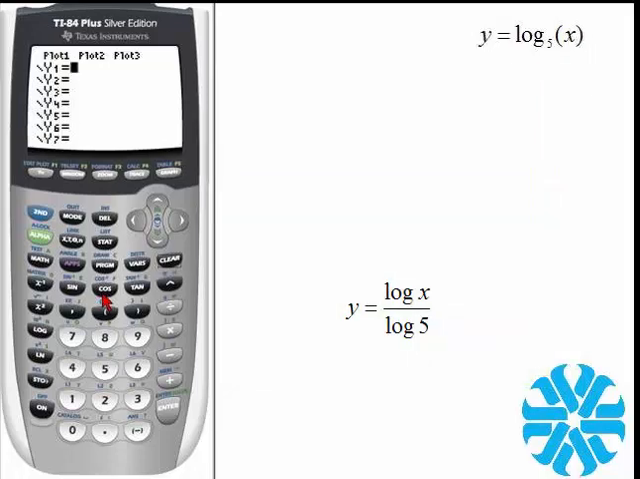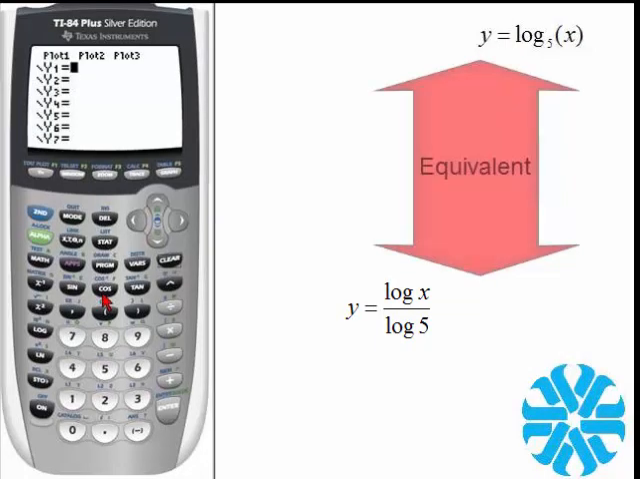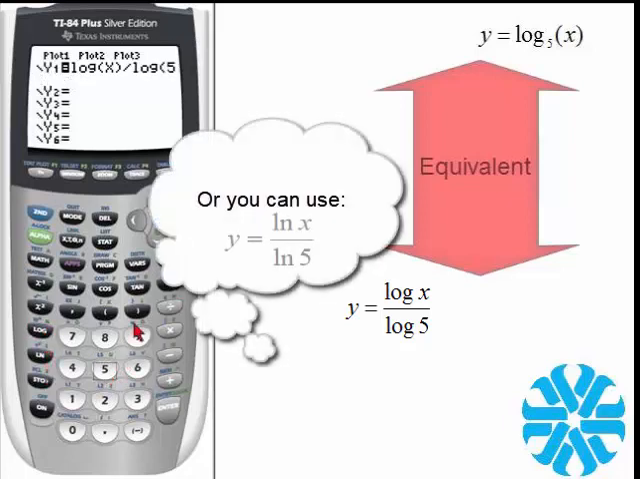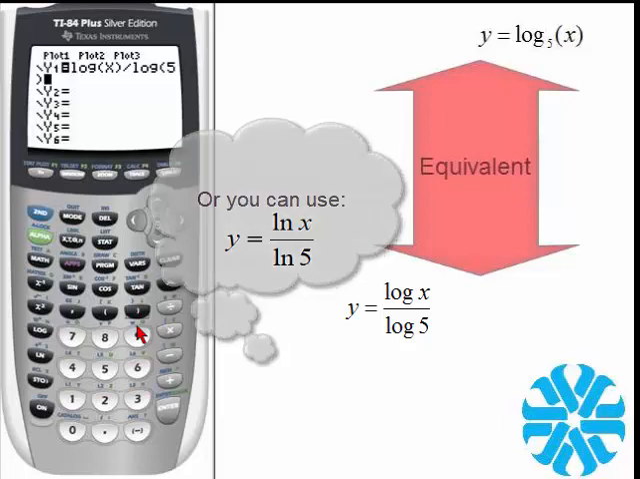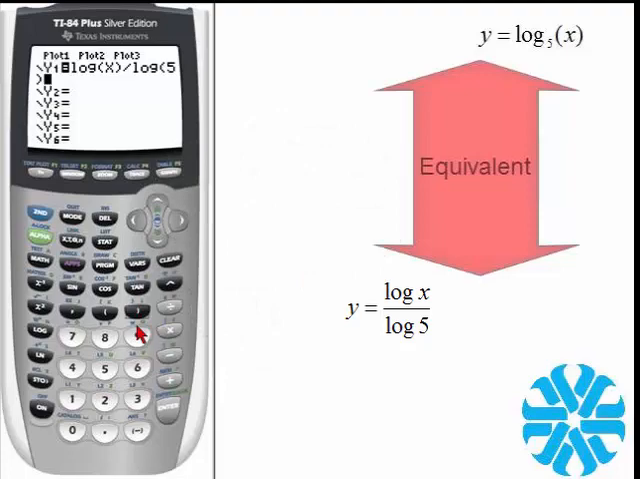So your change of base formula will tell you that the log base 5 of x is equivalent to the log of x divided by the log of 5. So what we're going to do is graph the log of x divided by the log of 5. And that's how you take care of graphing logarithmic functions that have a base other than 10 or e.